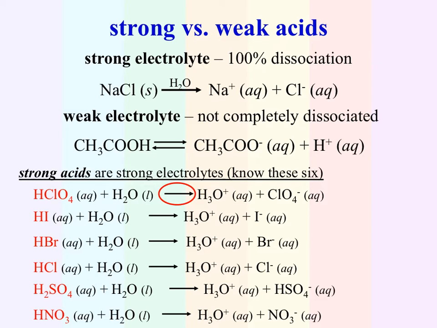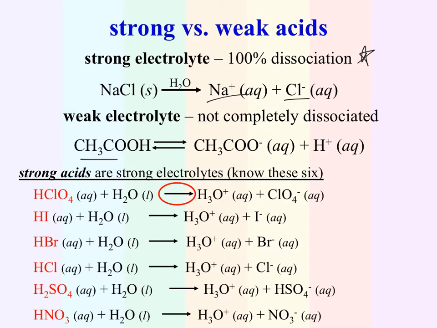The strong electrolytes, we know that they dissociate when put into water, basically 100%. So if I take sodium chloride and drop it into water, it's going to break up into sodium ion and chloride ion, and they're going to be dissolved, and that's just the way it is. They dissociate 100%. Weak electrolytes, on the other hand, are only going to dissociate to some degree.